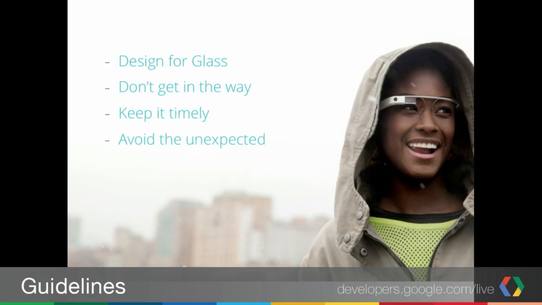The last one here is avoid the unexpected, and particularly the unexpected and the unpleasant. You want to be transparent with the user and give them the functionality that you promised. And you're going to want to do this on any platform, but especially on glass because the user is wearing it.